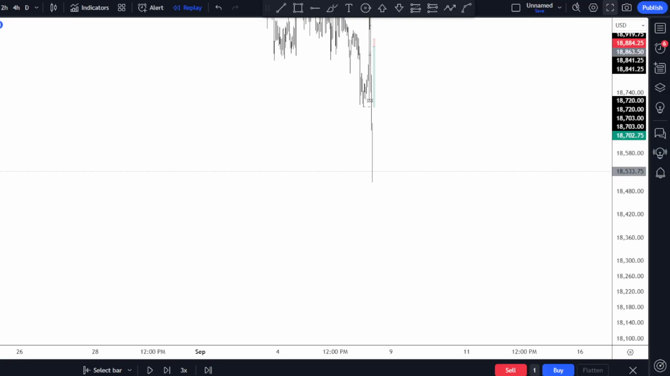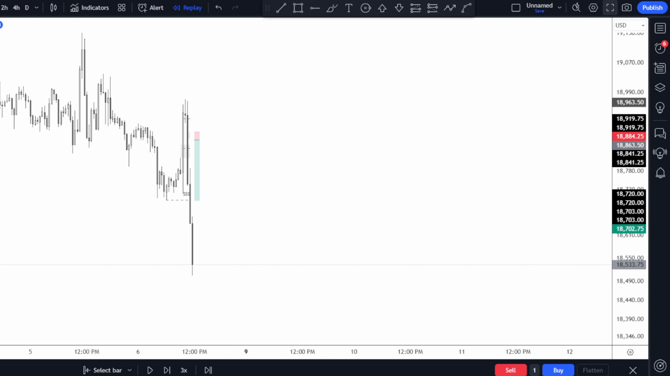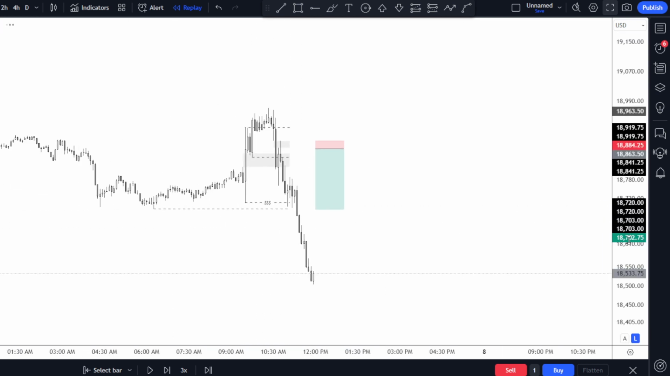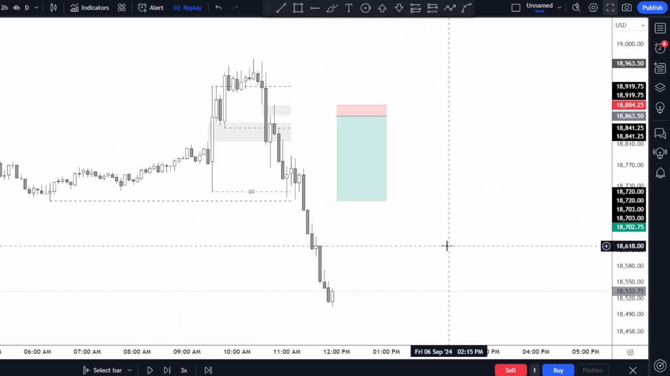And of course, yes, I did short it. I think I caught around 75 points on this trade. So really, really good day for me. Full external low, beautiful trade.